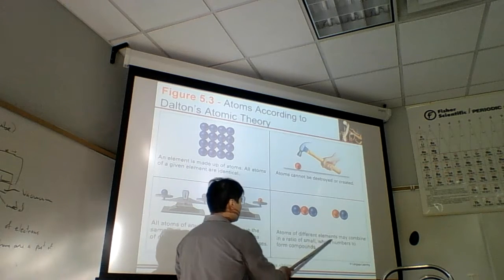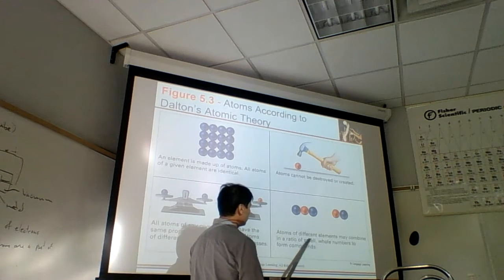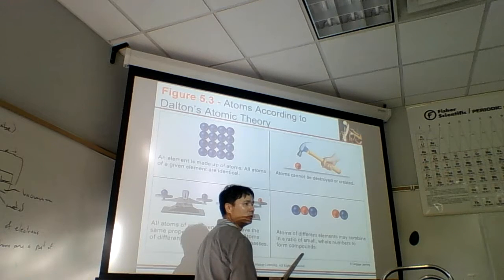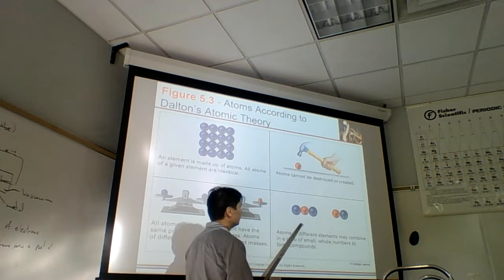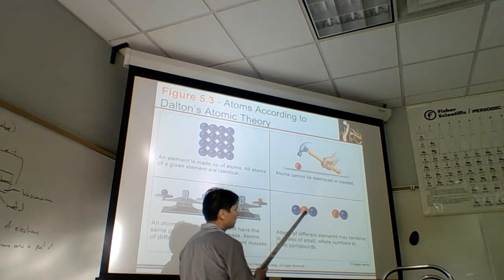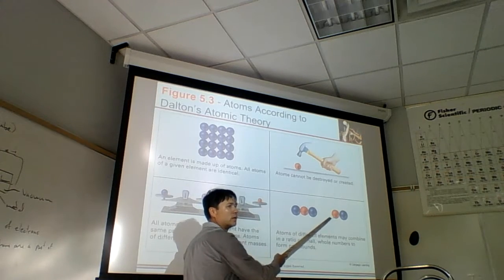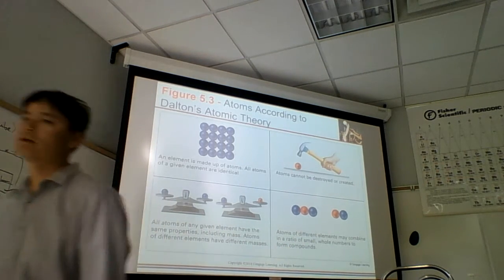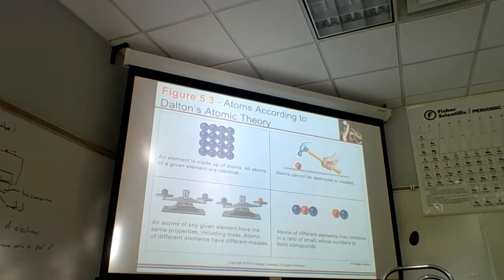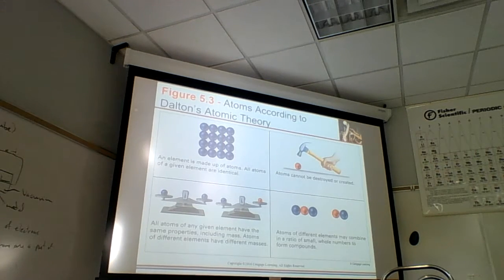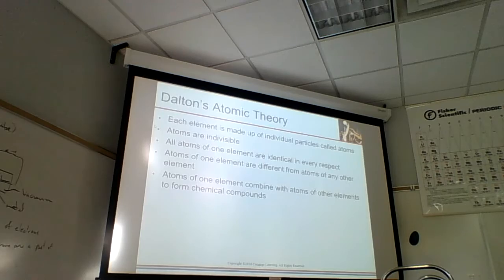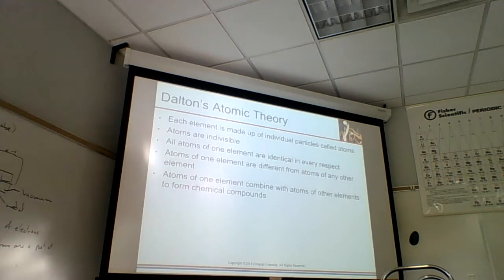Atoms of different elements may combine in ratios of small whole numbers to form compounds. That's true. This would be like CO2, carbon dioxide. This would be like CO, carbon monoxide. So we have that. Those are the basic features of Dalton's atomic theory. We can see it listed here, this list of 5 points.